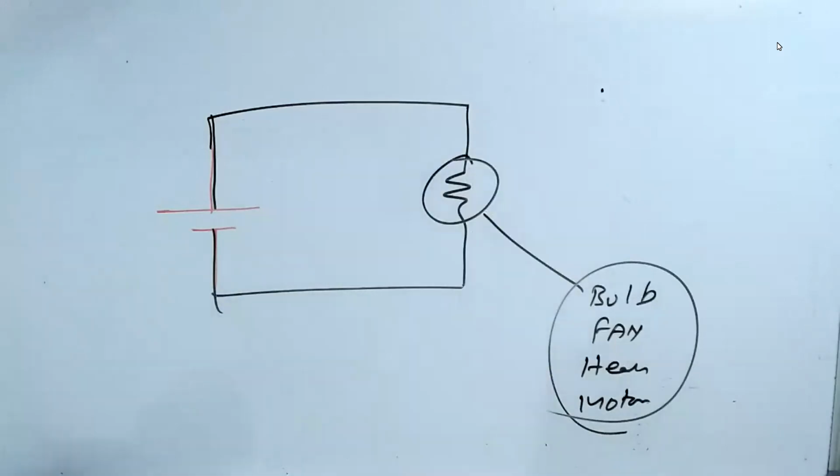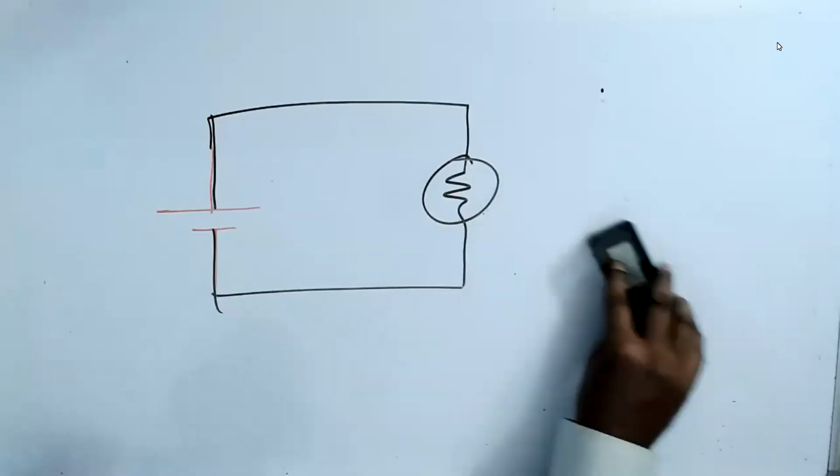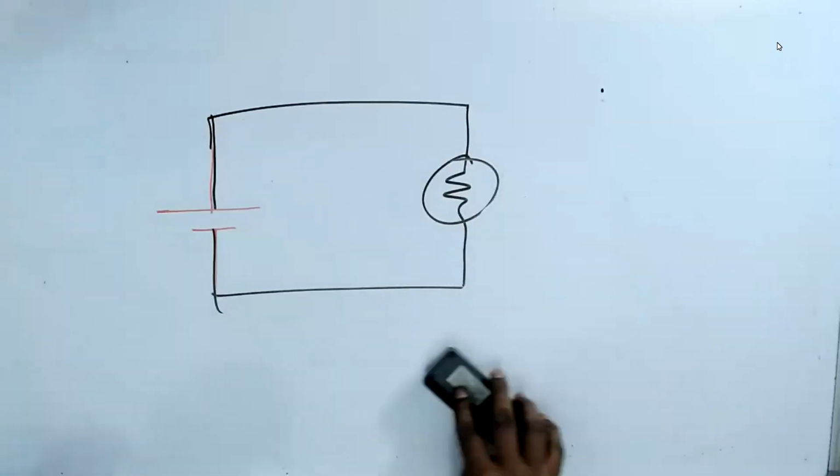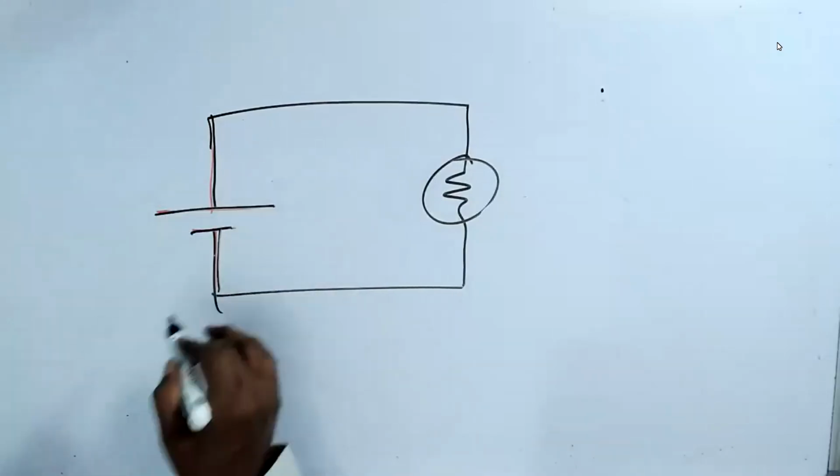When we discuss AC later, we'll discuss what is reactance. That's also a resistor only. There's nothing called reactance and all. We'll discuss those confusions later. Let us not worry about it right now.